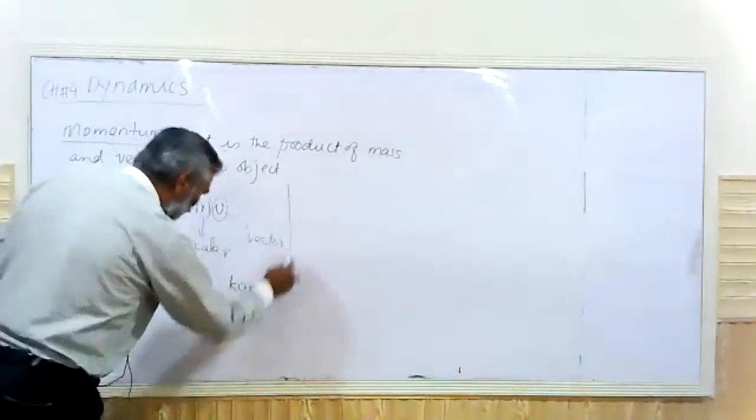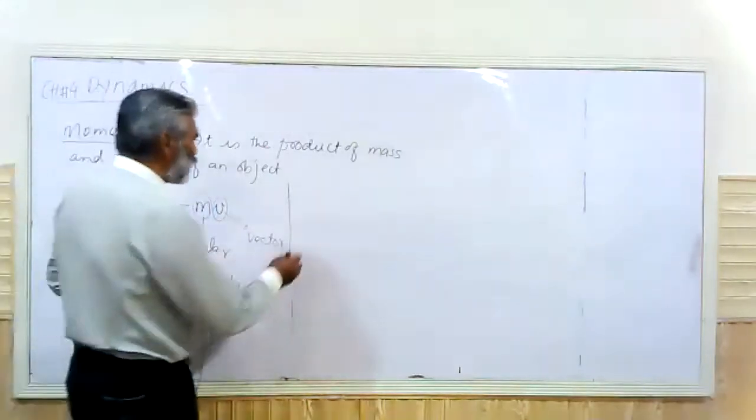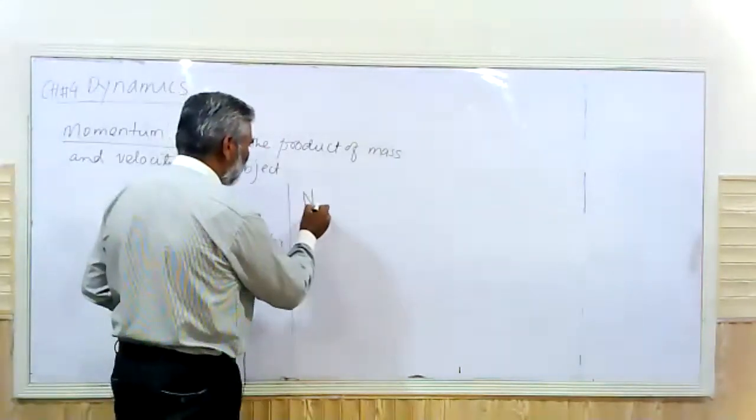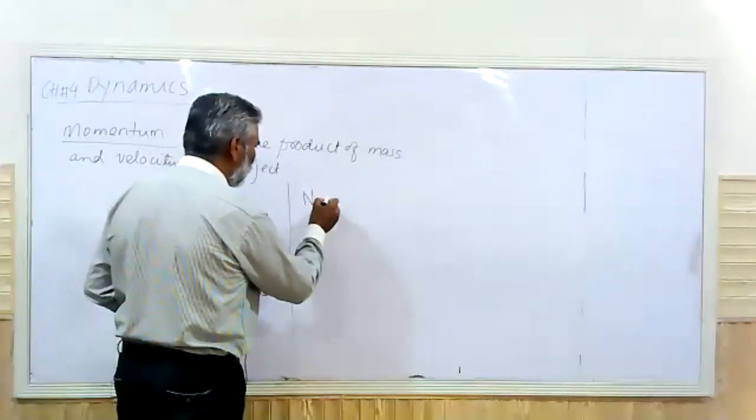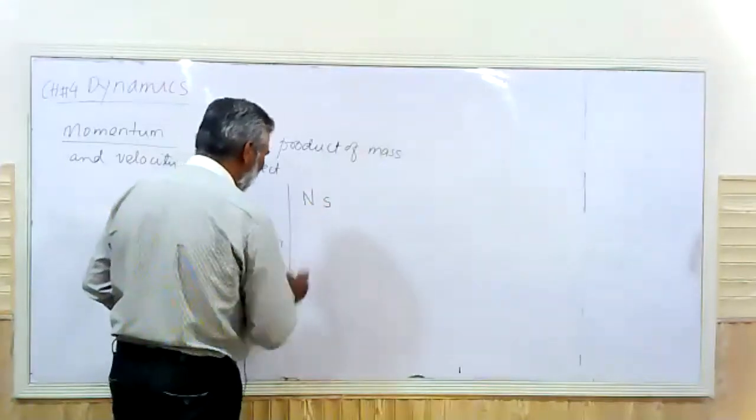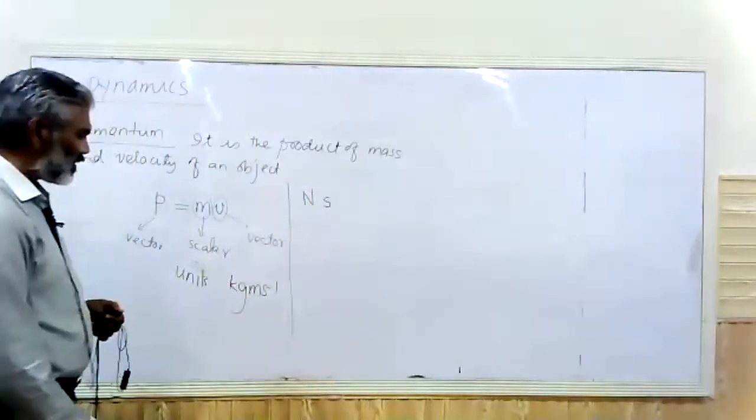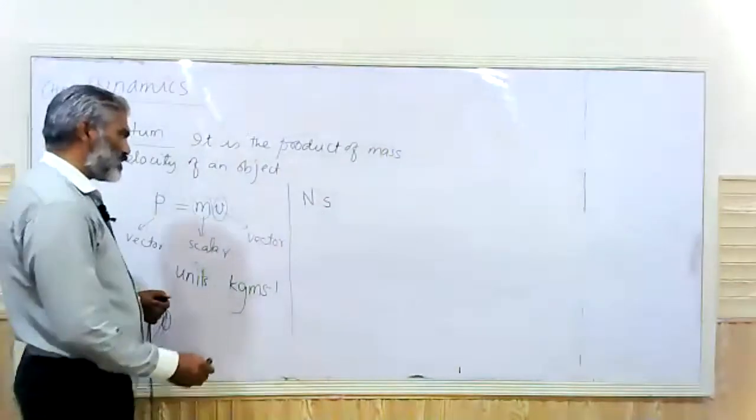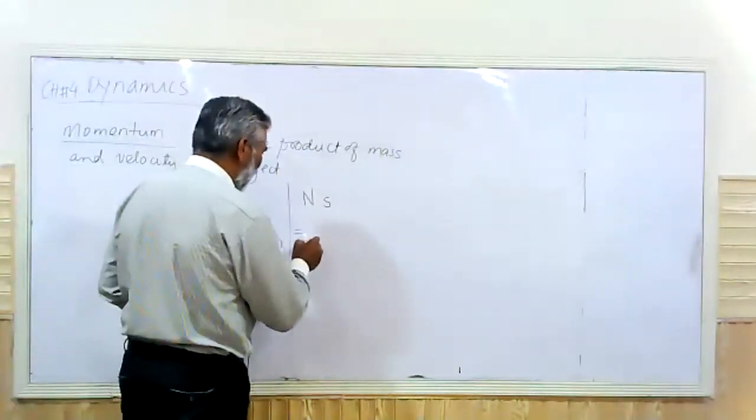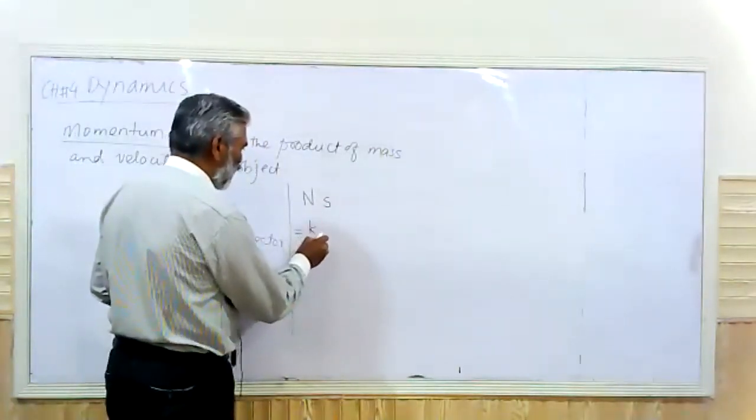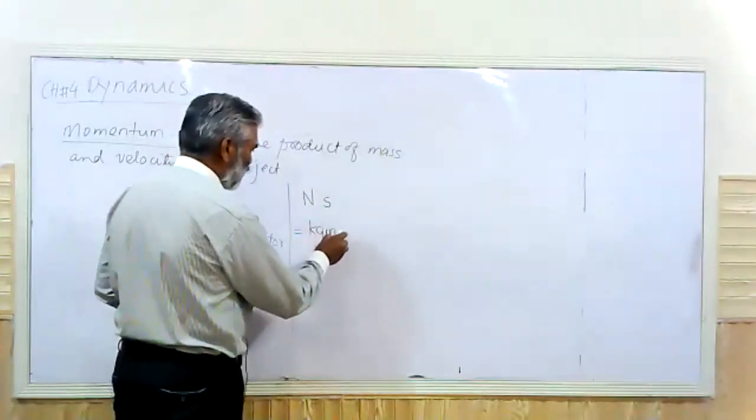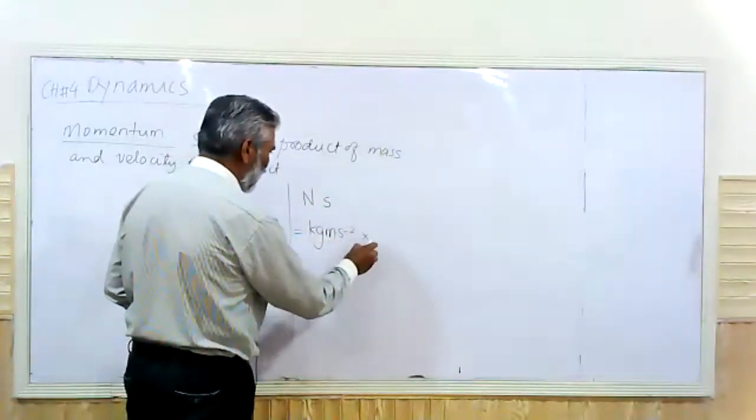But a more popular unit is Newton second, Newton into second, and we have to show that kilogram meter per second is the same as Newton second, which you can readily prove. This is kilogram meter per second square times second.